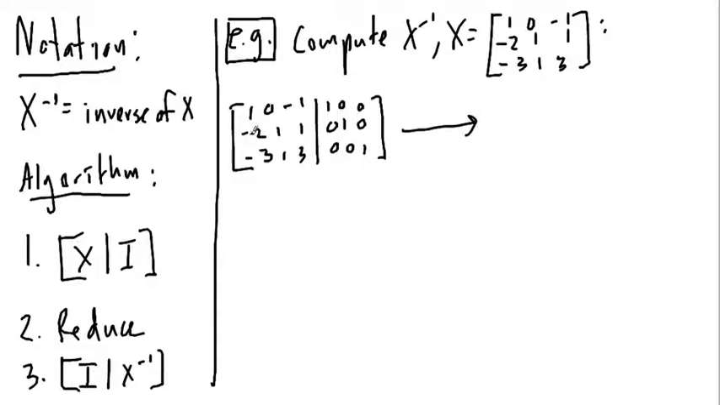Now, I've already got a 1 in the upper left-hand corner, so what I'm going to do then is get rid of the -2 here and the -3 here. I'll take 2 times row 1 and add it to row 2, and I'll take 3 times row 1 and add it to row 3, and what that will leave me with is, on the left, the top stays 1, 0, -1. 1 times 2 plus -2 is 0. 0 times 2 is 0 plus 1 is 1.